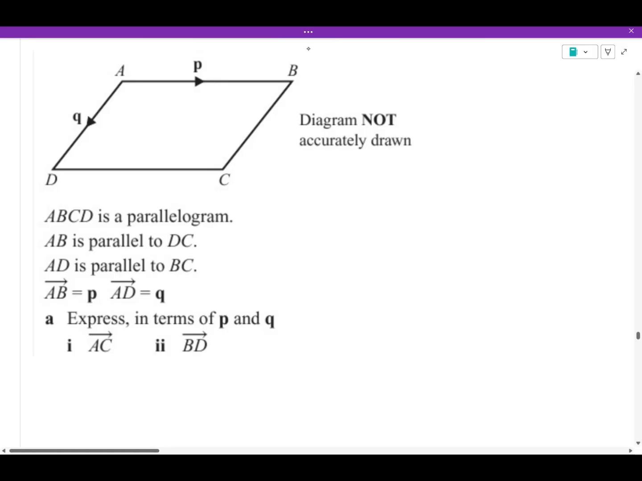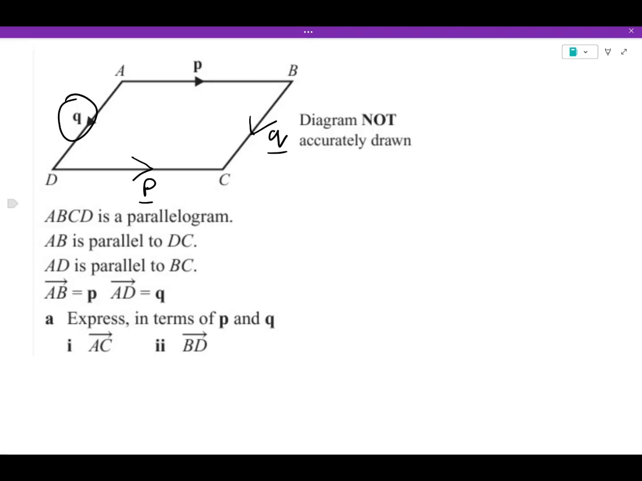Now I can add on some extra vectors here. Because this is a parallelogram, the opposite sides are the same direction and they're equal in length. Therefore, the vectors on the opposite sides should be the same. So if A to B is equal to P up here, then D to C is also going to be equal to P. Now, if A to D is equal to Q, then B to C is also going to be equal to Q as well. So I've now got vectors for all the side lengths, which is quite convenient. So we've used properties of shapes here, which will come into play regularly in these types of questions.